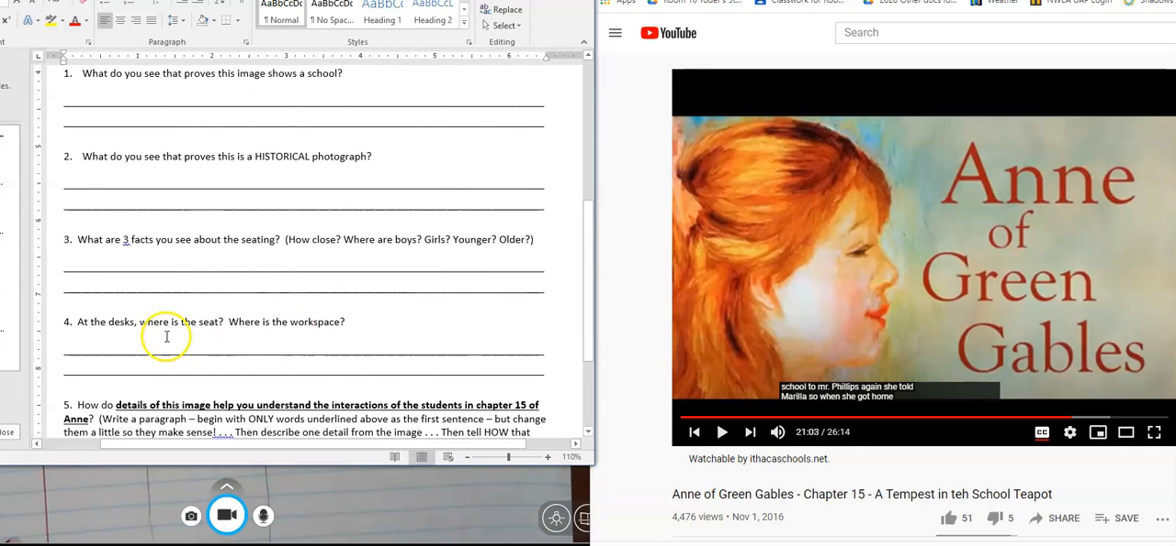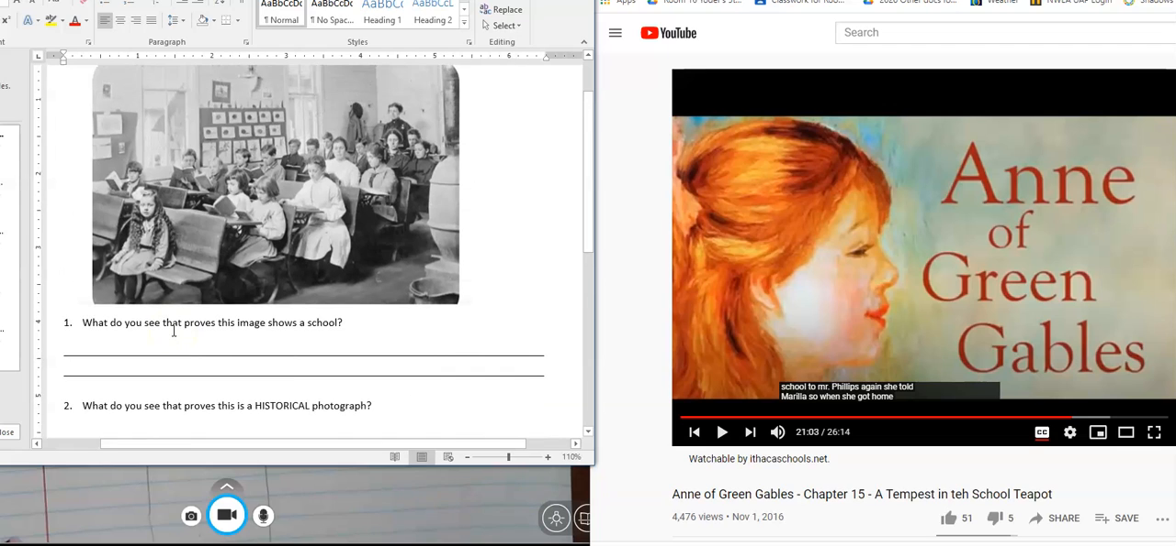The next question focuses you on the desks. So where is the seat and where is the desk? If you look closely, you'll see, okay, this little girl is sitting here. She doesn't have a desk in front of her though, does she? So these little girls are sitting on this bench. What are they using for their work surface?